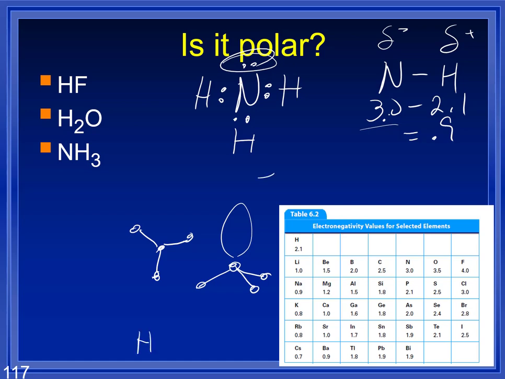So my molecule looks like this, where the H's are positive and the N is negative. Is that polar? Does it have a positive side and a negative side? Yes, it does. The top is negative, the bottom's positive. Those shapes, bent and trigonal pyramidal, have a top and a bottom. They're not symmetrical.